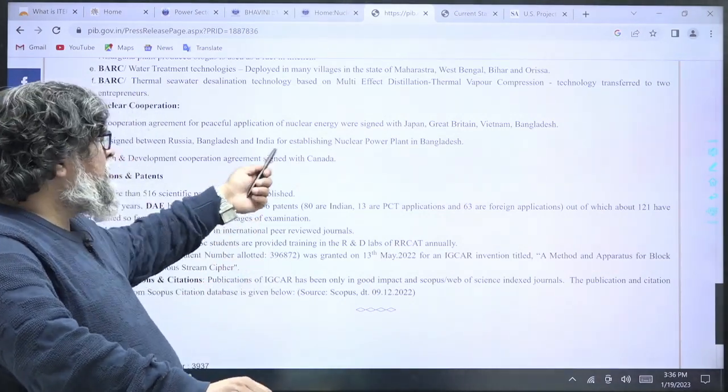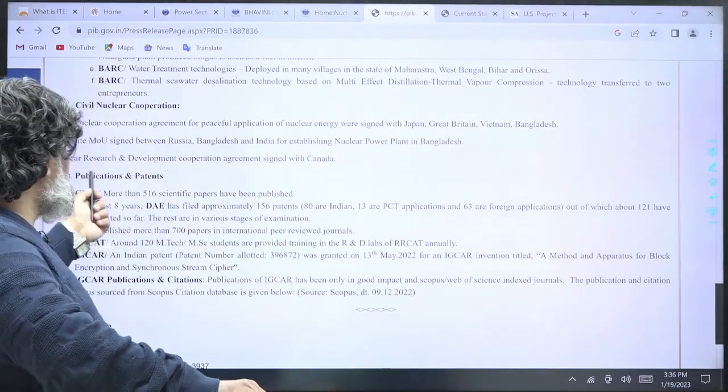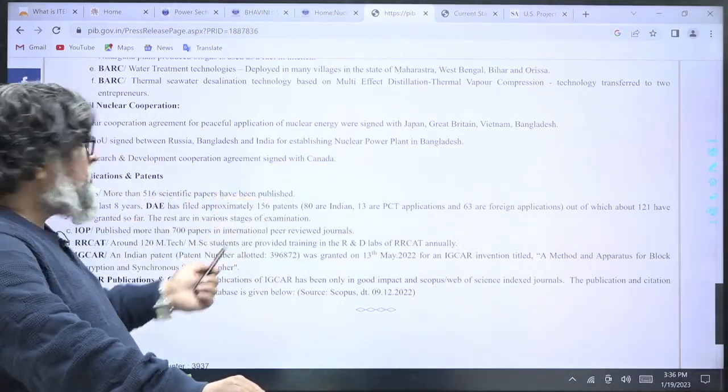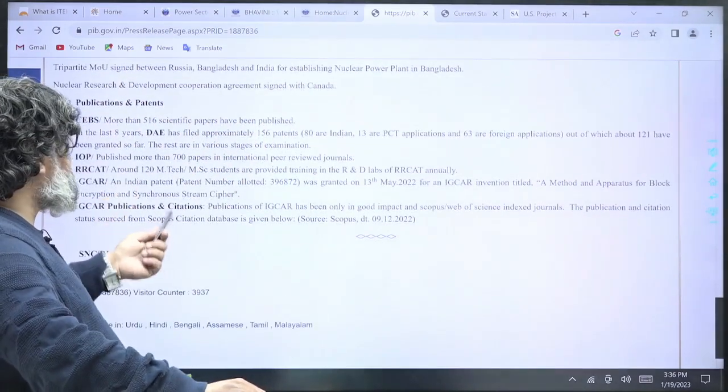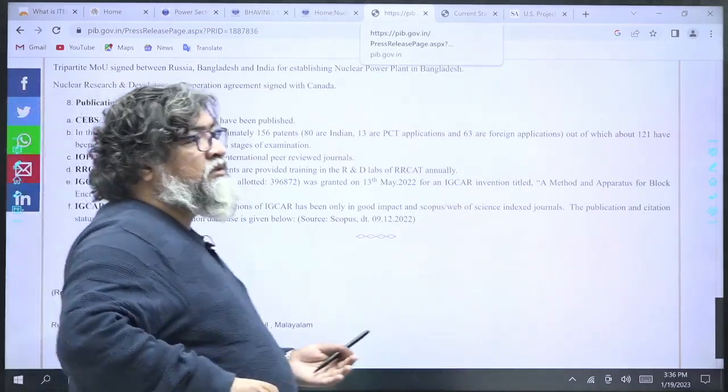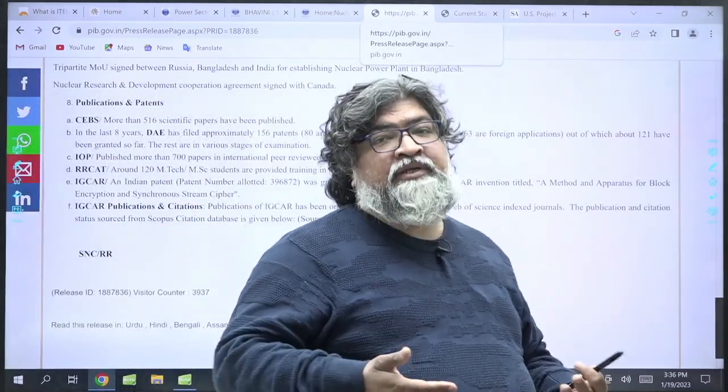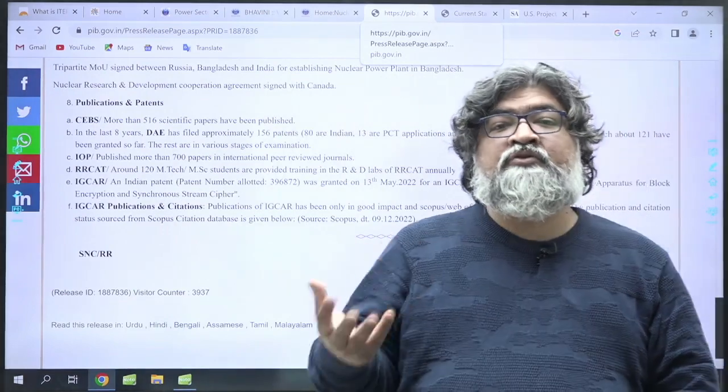That is given here, kahan par Bangladesh mein, then agreement with Canada, then again publications, patents and all, even the patents, whatever research we are doing, whatever technology we are developing, we are getting the patents on those inventions.